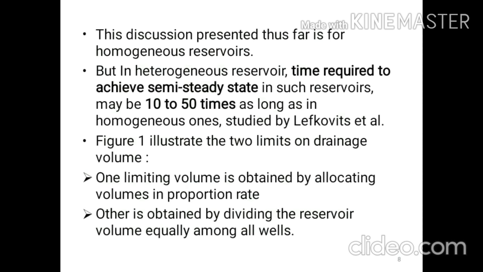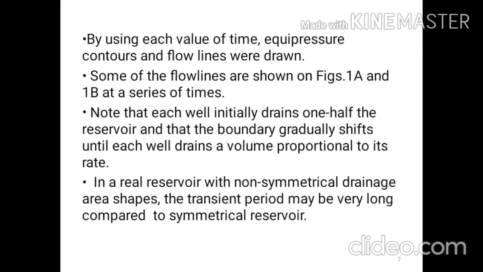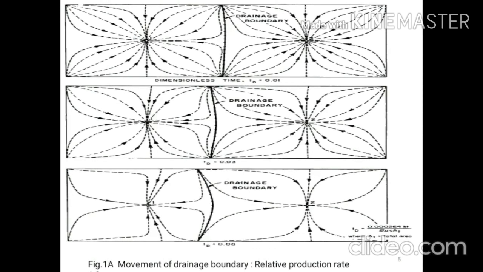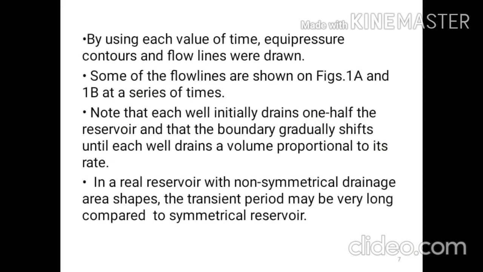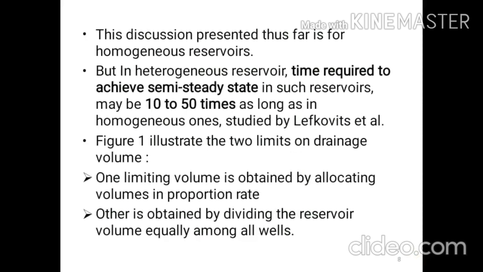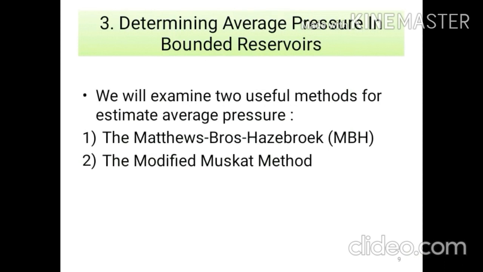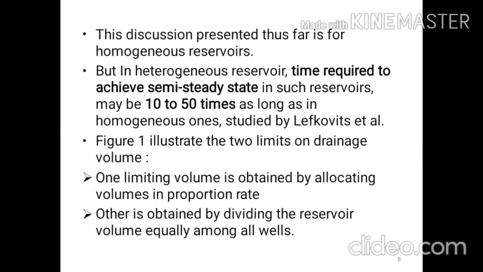Figure 1 illustrates the two limits on drainage volume. One limit is obtained by allocating volumes in proportion to rate, and the other, which is very important, is obtained by dividing the reservoir volume equally among all wells. Even at times prior to steady state, we normally use the first limit and assume that drainage volumes are proportional to production rate.